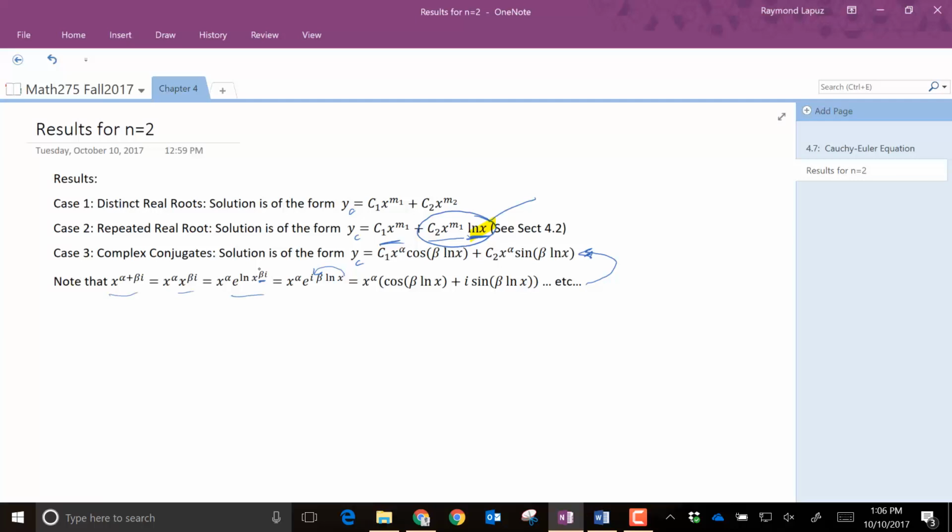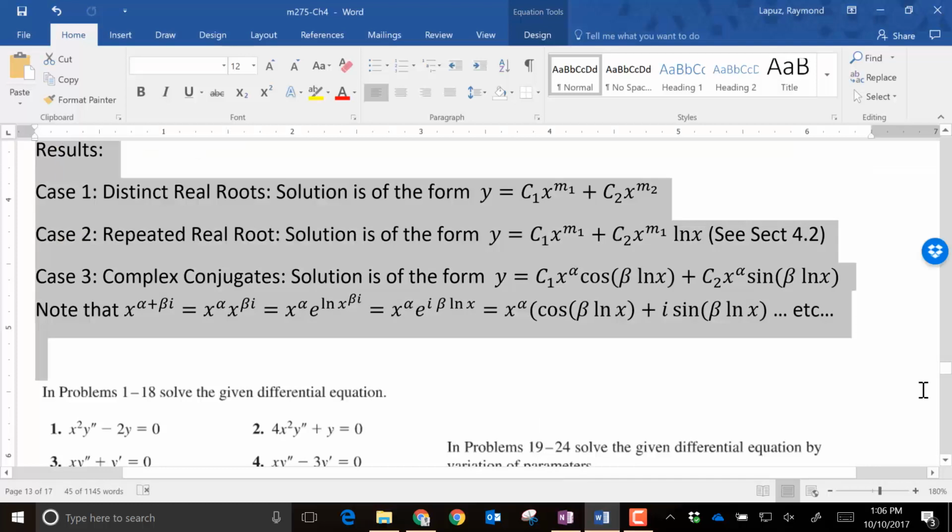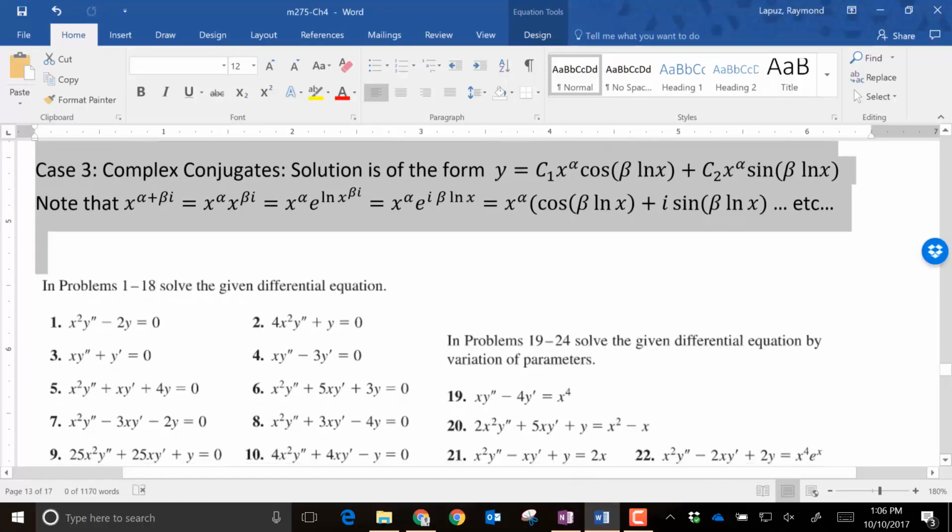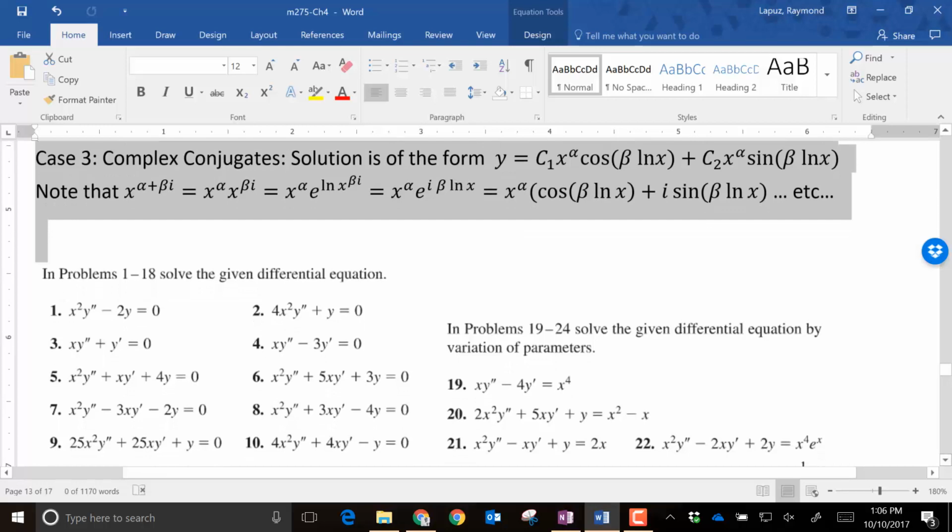All right, let's do an example. We got a whole bunch of examples here. Which one should we do? 10-sided dice. Pick a number between 1 and 10. Let's do number 8. I don't know. All right, let's do number 8.